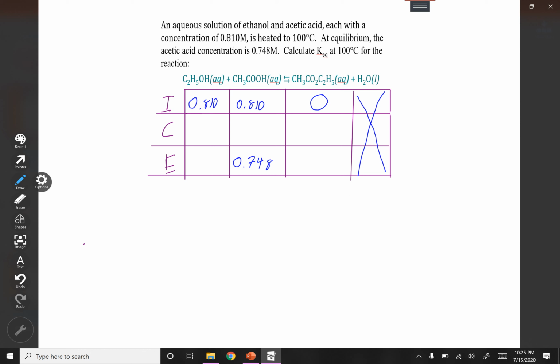Okay, so what do I know now about the change line? I know this is changing by minus x. I know this is changing by minus x. One more thing I know is that my product is going up by just plus x, because I only have a 1 as a coefficient in each of these. Put my toolbar away. I'm sure that's driving some people crazy. Okay, so what can I do now? I need to solve for x, basically. Those are the 3 pieces of information they gave us.